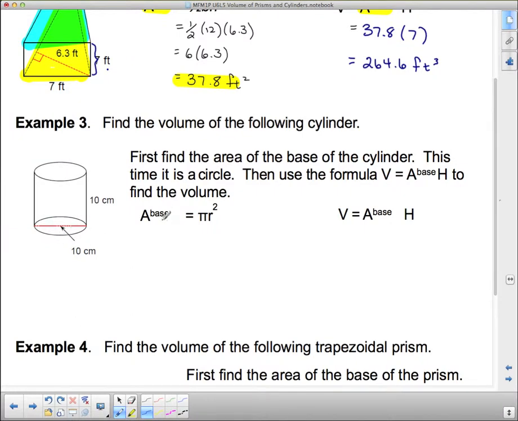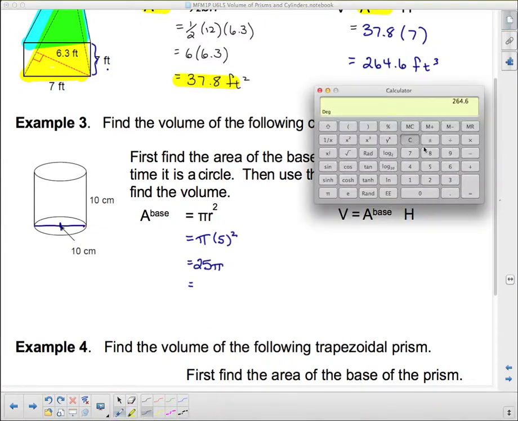Okay, find the volume of the following cylinder. Well, the area of the base of a cylinder is a circle. And to find the area of a circle, it's pi r squared. Now, this tells me that the diameter is 10, which means that the radius has to be half of that, which is 5. So we're going to do pi times 5 squared. Now, 5 squared is 25, so we're multiplying 25 by pi. Let's pull up our calculator. And we do 25 times pi.